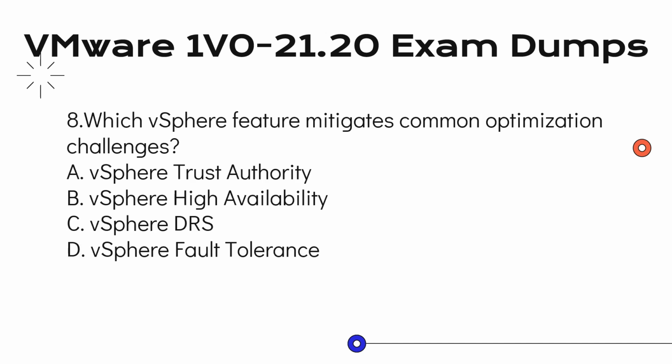8. Which vSphere feature mitigates common optimization challenges? A. vSphere Trust Authority. B. vSphere High Availability. C. vSphere DRS. D. vSphere Fault Tolerance.